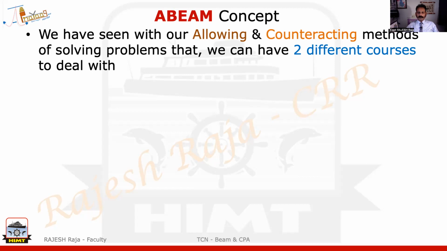And the moment I have this allowing and counteracting method, it means I have some natural forces. And once I draw a triangle, you have always encountered two courses. Those two different courses are your CTS and CMG: course to steer or course steered, and course made good or course to make good, just present and future. Now, both these courses are different. You'll have to be careful in dealing with them when we talk about the concept we're going to discuss today, your beam and CPA.